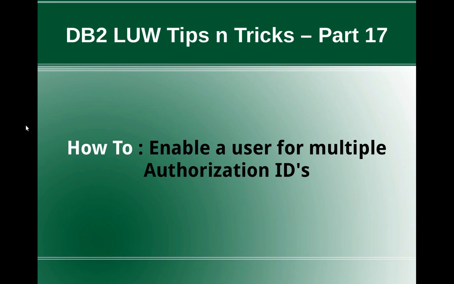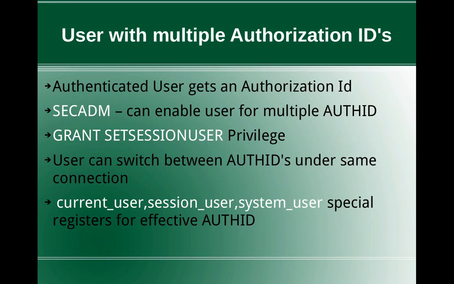In this video tutorial, I'm going to talk about how to enable a user for multiple authorization IDs. By default, an authenticated user will get only a single authorization ID assigned to him. The security administrator of the database can enable a user for using multiple authorization IDs. So how he can do that is using a grant SetSessionUser privilege.